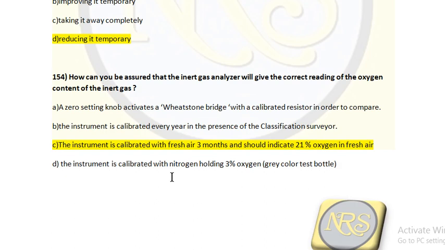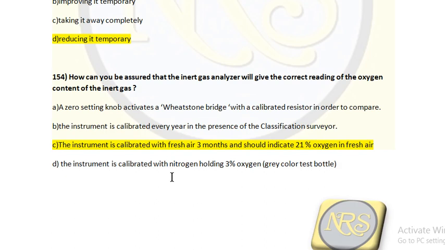And on board ship we will calibrate with nitrogen of 99.99%. The bottle color is mostly green color. So it is not the 3% oxygen bottle. So option D is not the correct answer. So option C is the correct answer.